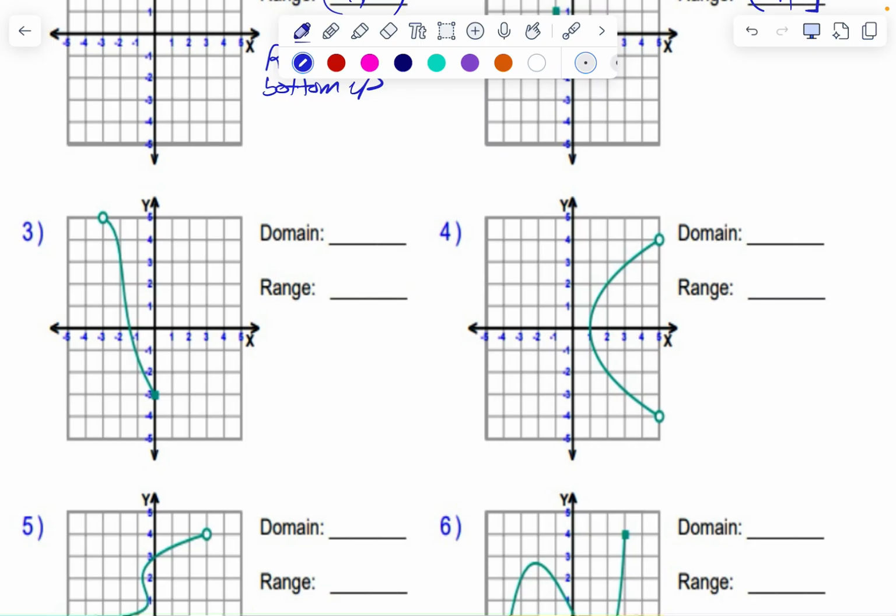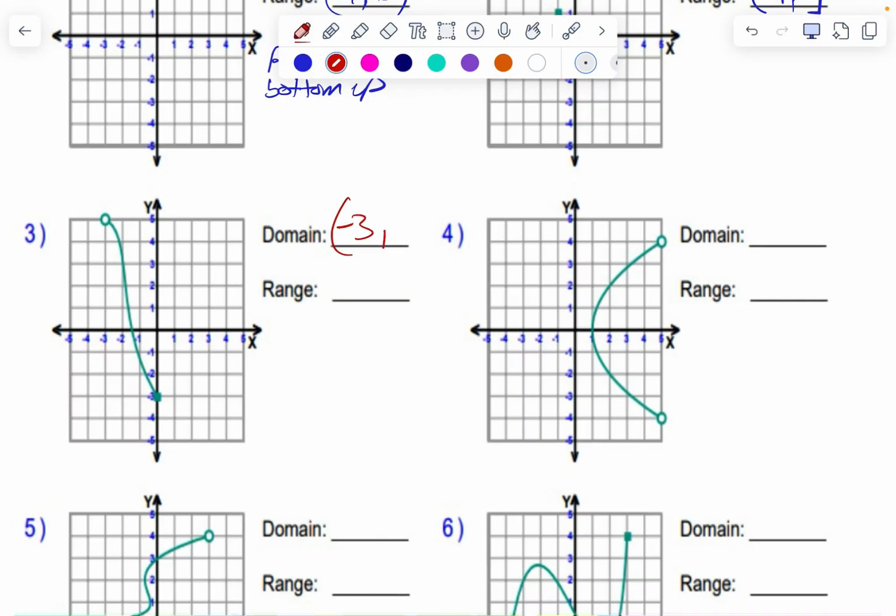All right. How'd these go? Is everybody done with those two? Okay. Remember domain on number 3. We're scanning left to right. So scan. We first pick up a value at -3. Can it be -3? No. And then scan to the right. We lose the values at 0. But it can be 0 because of that closed circle.